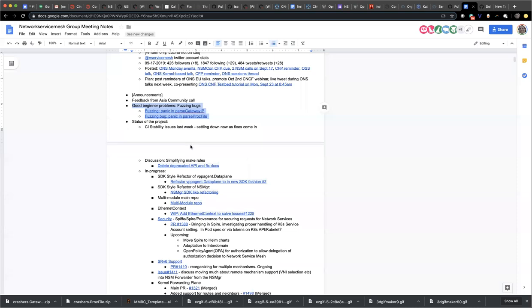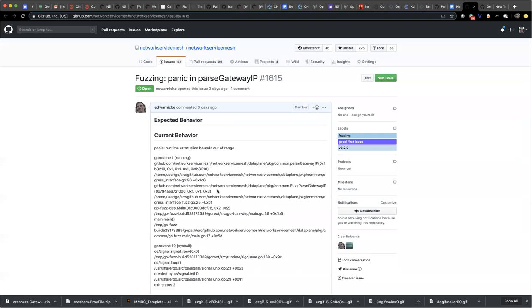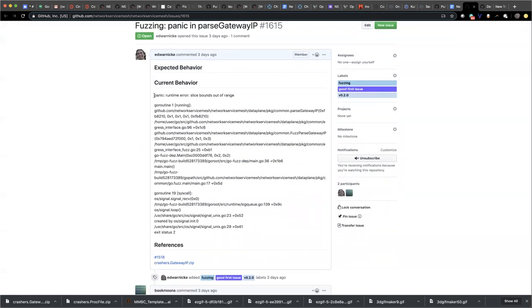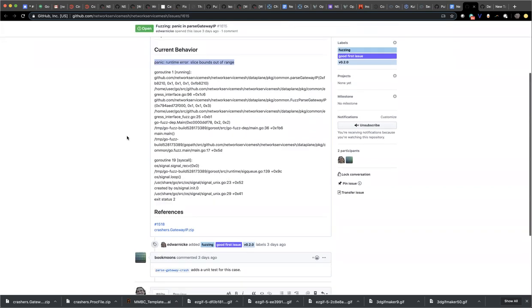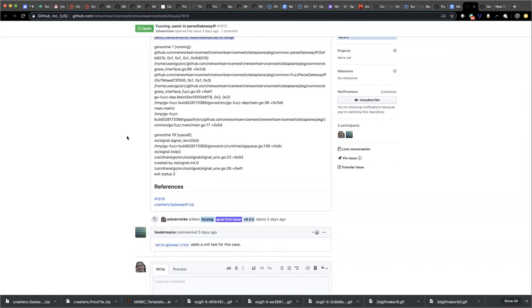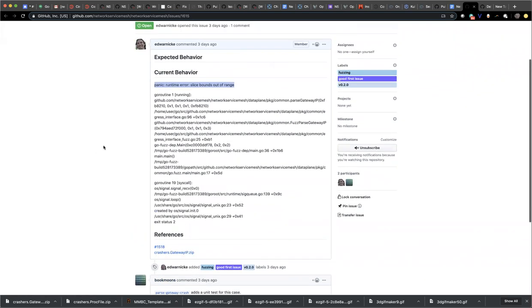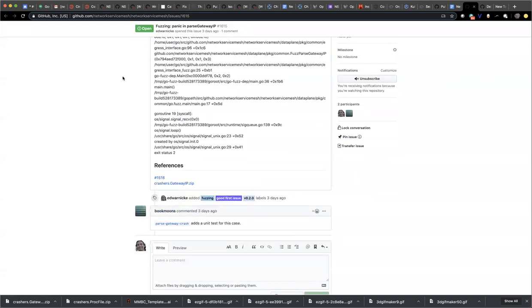And these end up being almost ideal starter problems, right? Because essentially, what you get is a panic that tells you exactly where it's upset. So it literally says, there is a problem. The problem is here. This is the kind of problem. And that makes them ideal places to start. And then we've also got comments that point to unit tests for these cases. So you can go and do the reproduction. Bookmoons is the one who's doing the fuzzing. They're awesome.